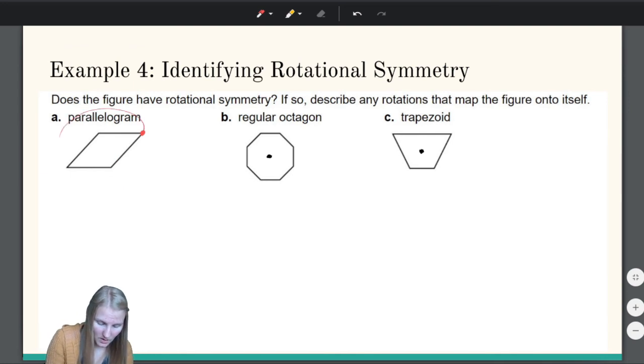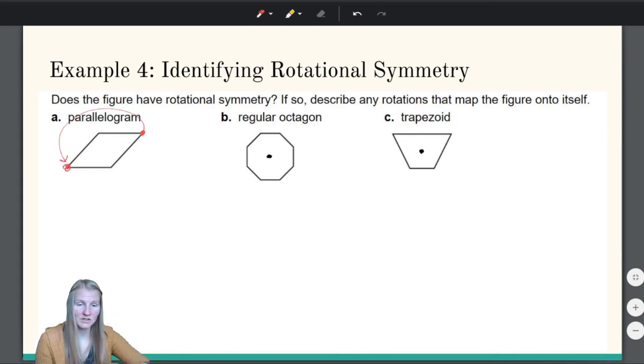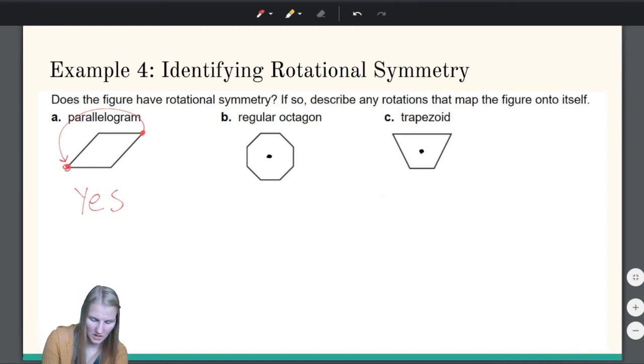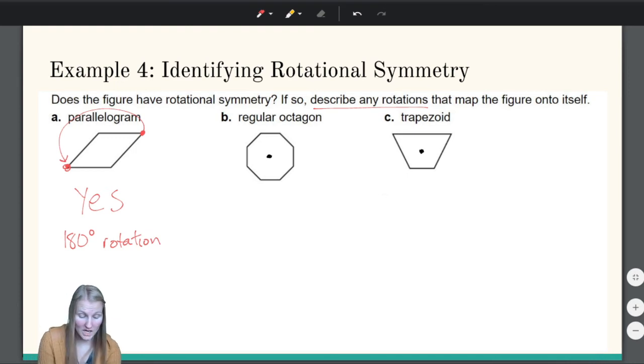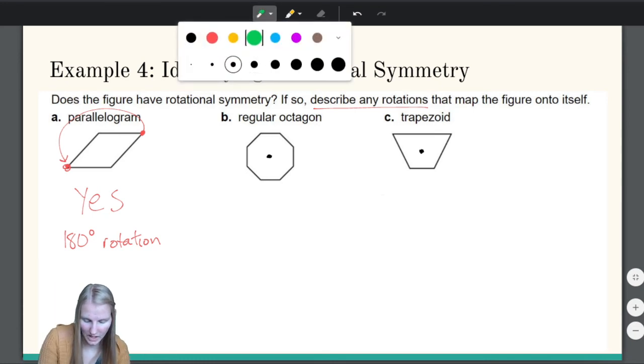But 180 degrees, if I spin it, will give me the exact same shape. So yes, this parallelogram does have rotational symmetry. And describe the rotations. A 180 degree rotation maps it onto itself. We don't need to say clockwise or counterclockwise, because it'll work counterclockwise or clockwise. It'll work the same.